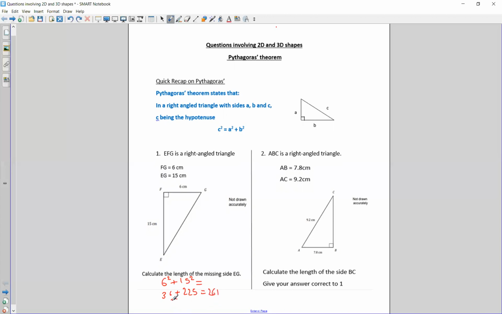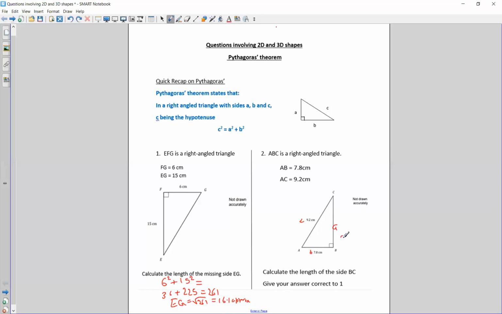But because you're working out the length, you'll have to square root 261, which would have given you 16.1, approximately. Actually, you might have got 16.1 exactly, but anyway. So here, again, calculating the length of the side BC. For this, if I think about it, this is my C. This is my, let's say, B, and this is A.